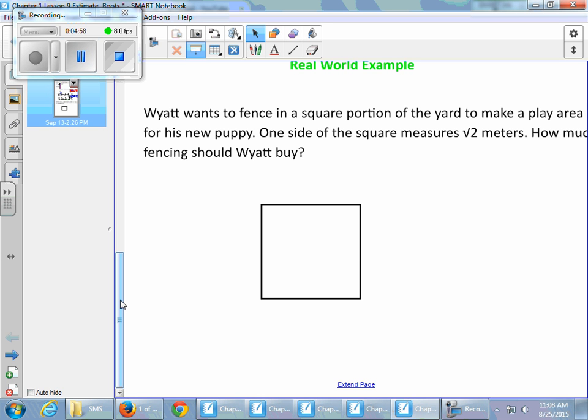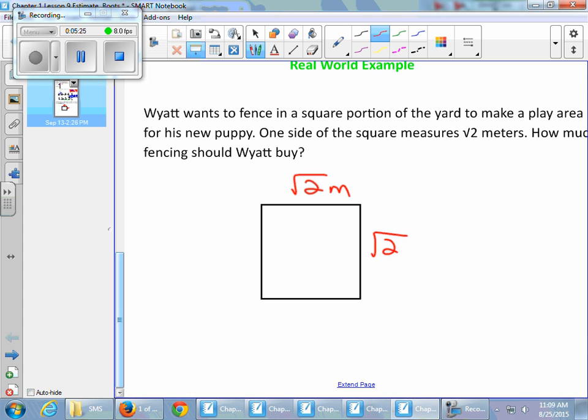And our real world example. Wyatt wants to fence in a square portion of the yard to make a play area for his new puppy. One side of the square measures square root of 2 meters. How much fencing should Wyatt buy? Okay, once again, always draw pictures if possible. So I've drawn a square. And on here, one side of the square measures square root of 2 meters. It's a square, so that means every side of our yard measures the square root of 2 meters.